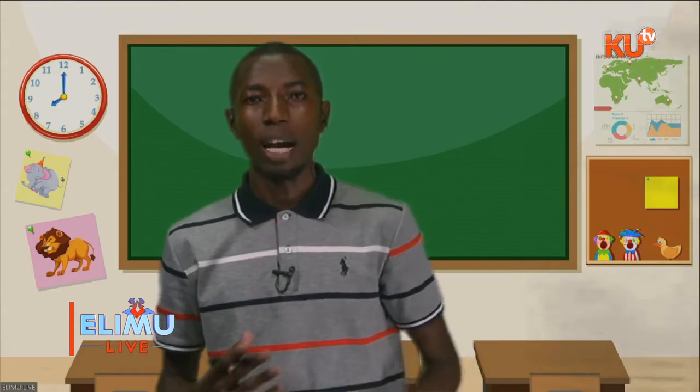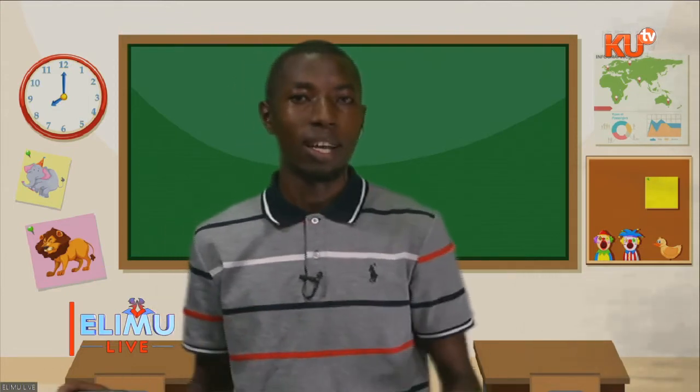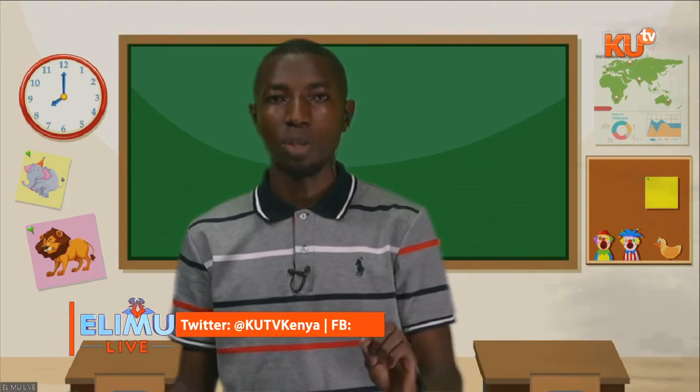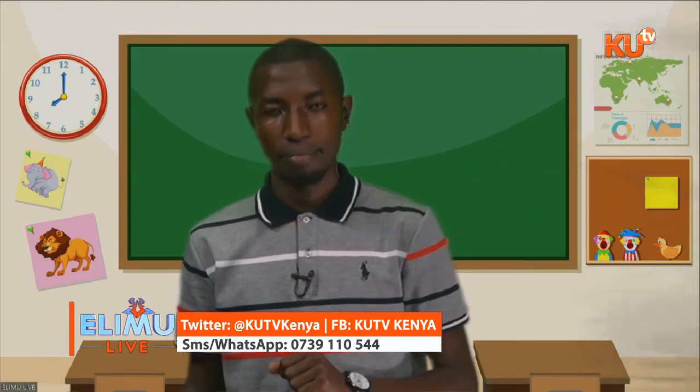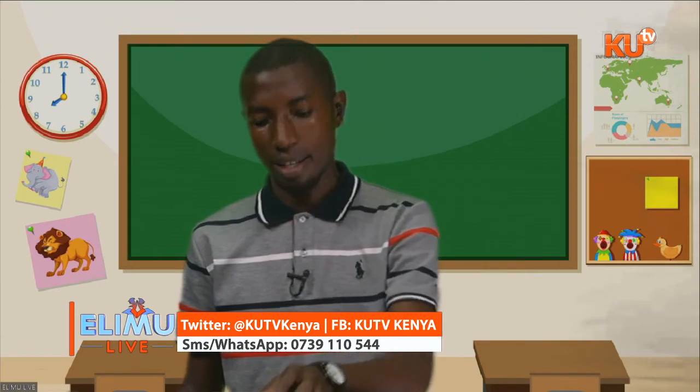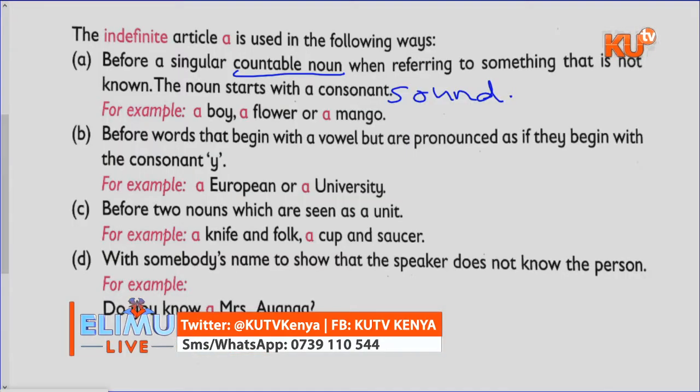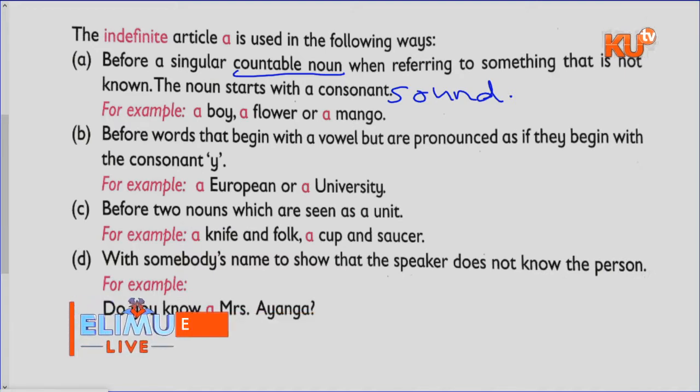But we have some other nouns which are uncountable. They don't use article a or determiner a. Examples of countable nouns are boy, flower, mango. Also, before words that begin with a vowel but are pronounced as if they begin with a consonant, for example, European or university.